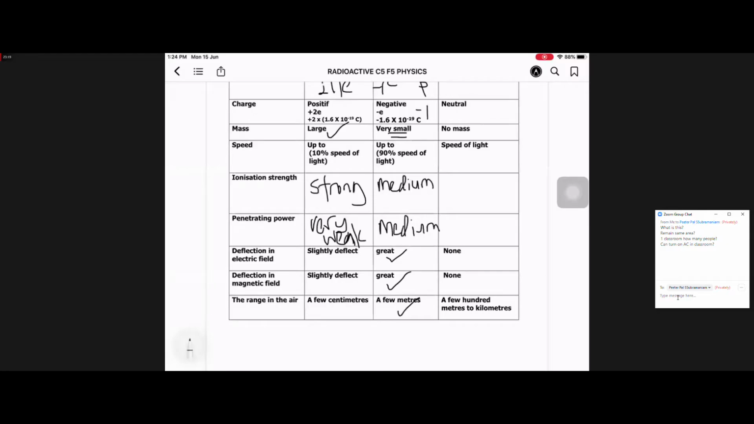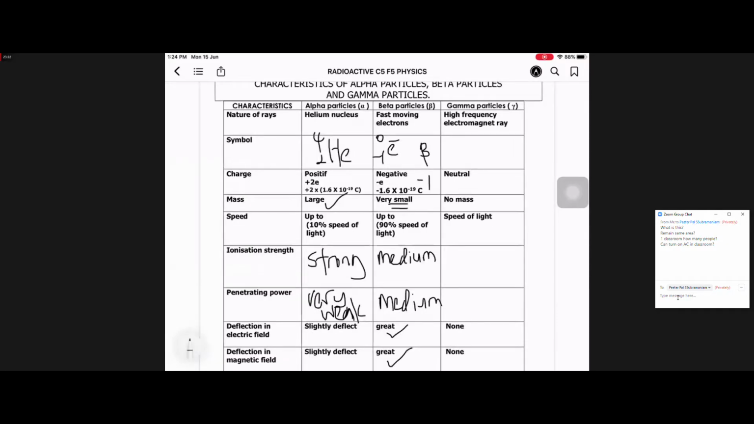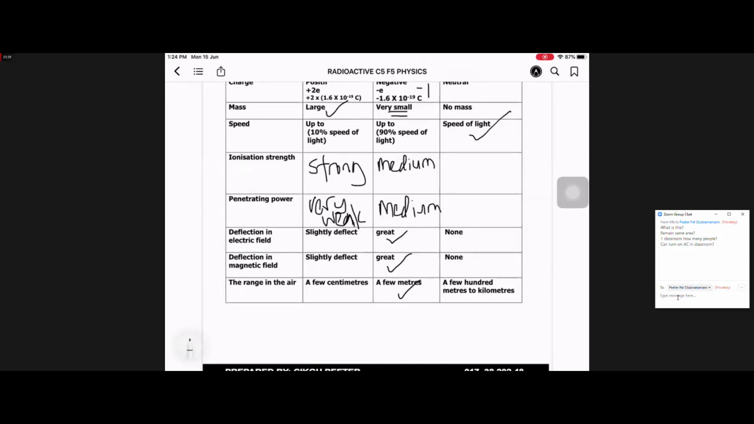Then we have gamma ray. This is a typing error. Gamma ray, it's an electromagnetic wave. Gamma, okay, neutral because it's an electromagnetic wave. No mass, but speed of light. Very dangerous. Ionization strength, weakest. Very weak, like almost none. Penetrating power, this is the strongest of all. Very strong. You saw the video also just now, you could know. And deflection in magnetic and electric field is none. The range in the air can move up to kilometers, right?